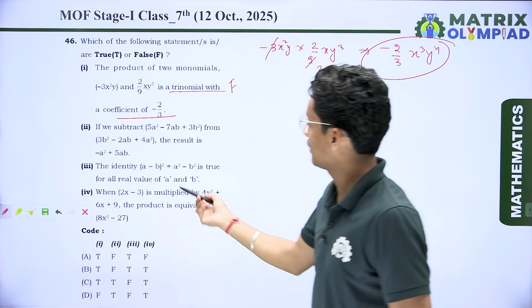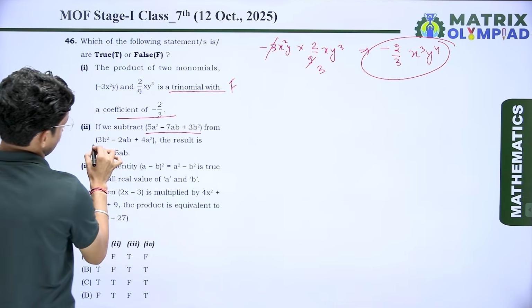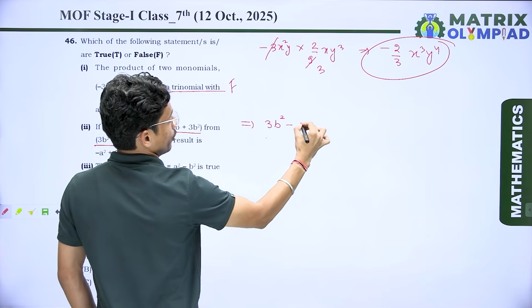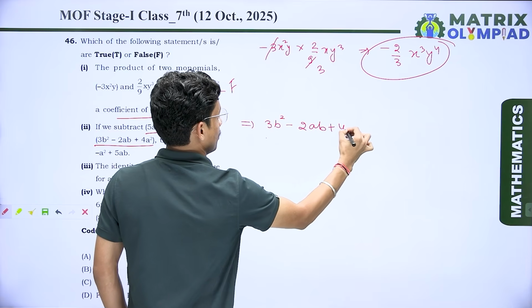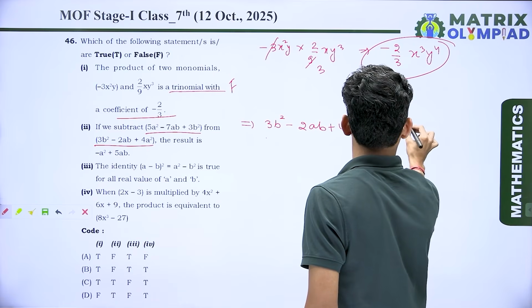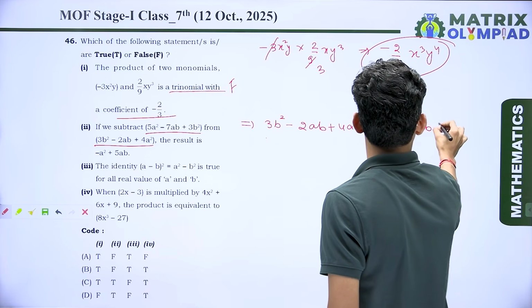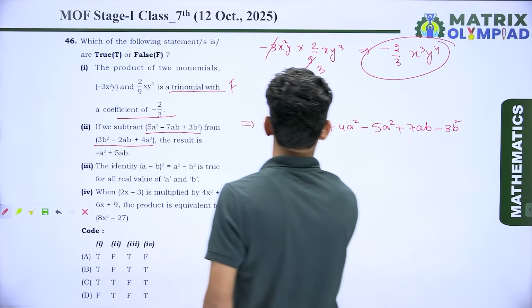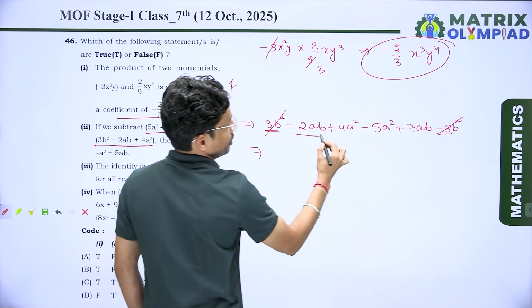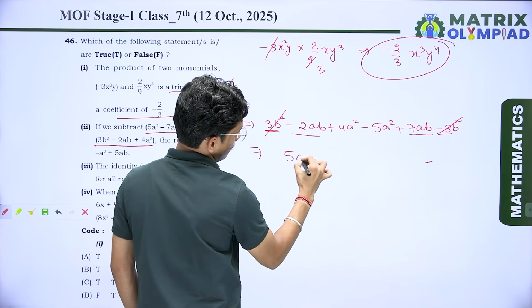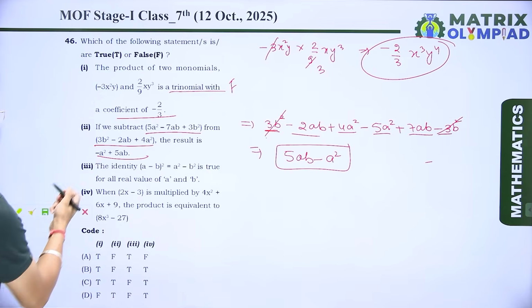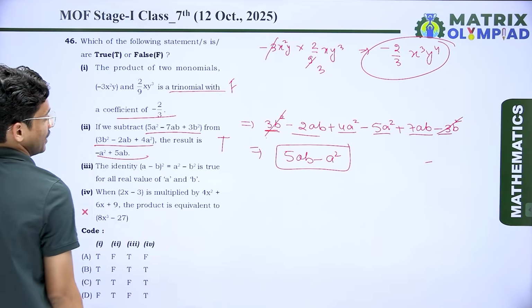So next, if we subtract this expression from this, I can write here 3b square minus 2ab plus 4a square. We subtract this one, so minus 5a square plus 7ab minus 3b square. When we simplify it, 3b square and 3b square cancel out, minus 2ab plus 7ab means 5ab, and here we take minus a square. So I can say this one is true. So the second is true.